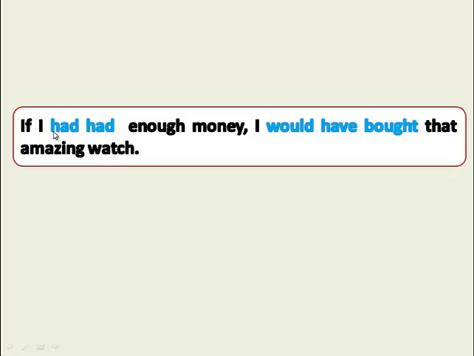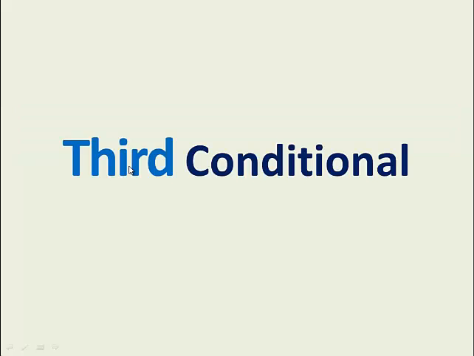Because in this sentence, the verb is have, and because this is the third conditional, we use the auxiliary had followed by the past participle of the verb have, in this case had. Okay? So had is the past perfect of the verb have. If I had had enough money, I would have bought that amazing watch. Our lesson today was about the third conditional.